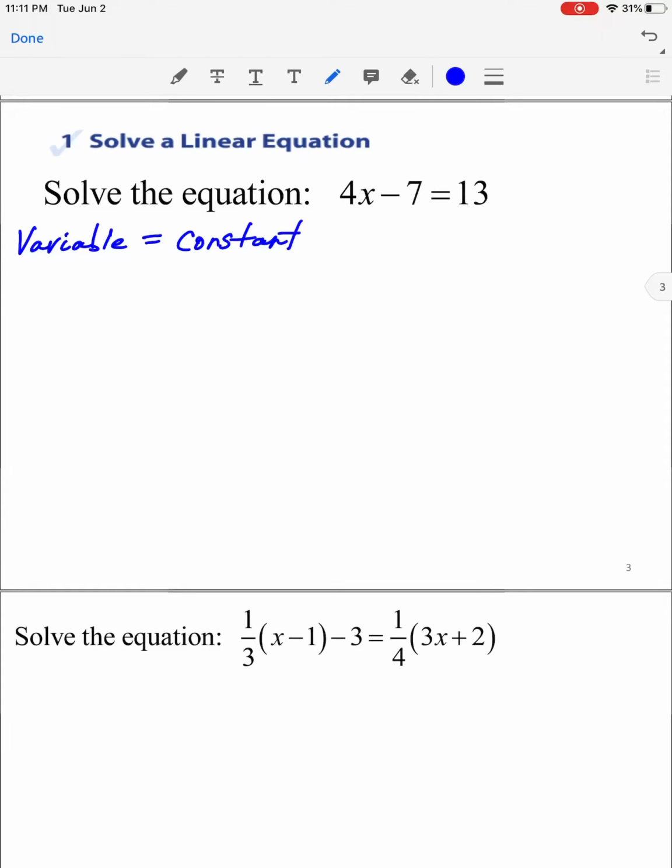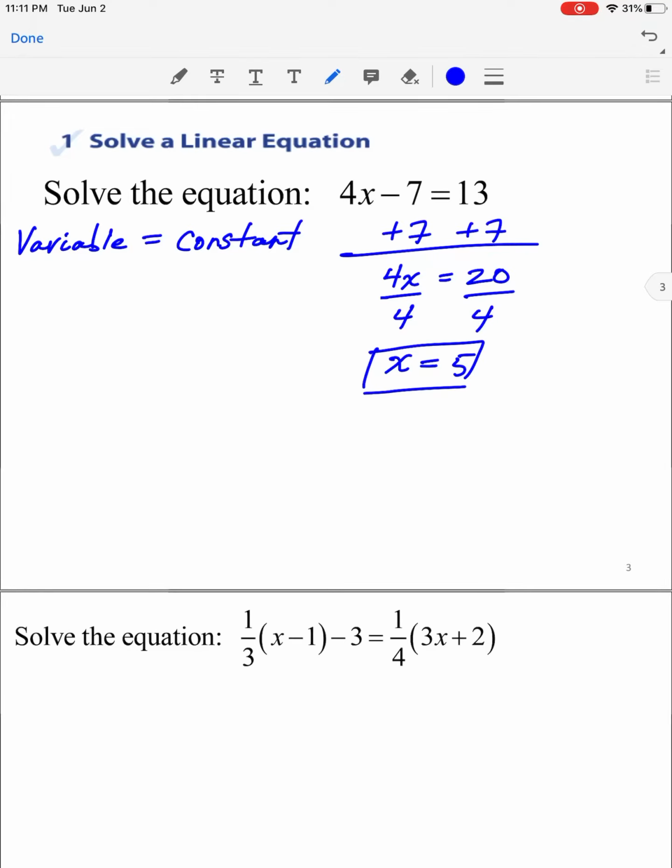All right. So the first thing that we're going to do is we'll add 7 to each side. So we have 4x equal to 20. Does the variable equal constant? The variable isn't solo, so we need to undo what we have present. Now the variable equals a constant. We have reached the final stage. The solution for that equation is x equals 5. All right.